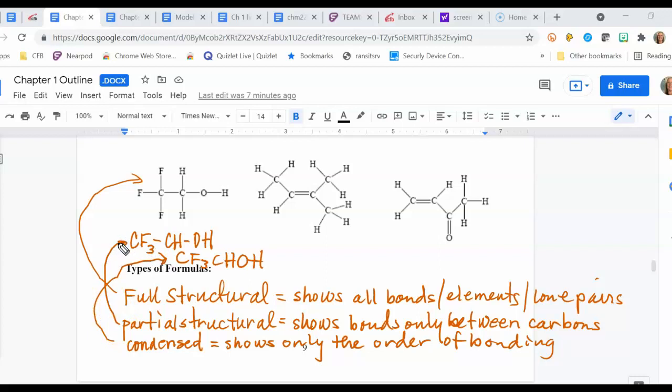The very last type of chemical formula we have are molecular formulas. The molecular formula does not give any hints as to the Lewis structure. Instead, a molecular formula for this would say I have 2 carbons, 3 hydrogens, 3 fluorines, and 1 oxygen. That would be my molecular formula, simply telling me what is there, and oftentimes the molecular formula is the empirical formula if it is in its lowest whole number ratio. So that is the difference between our formulas.